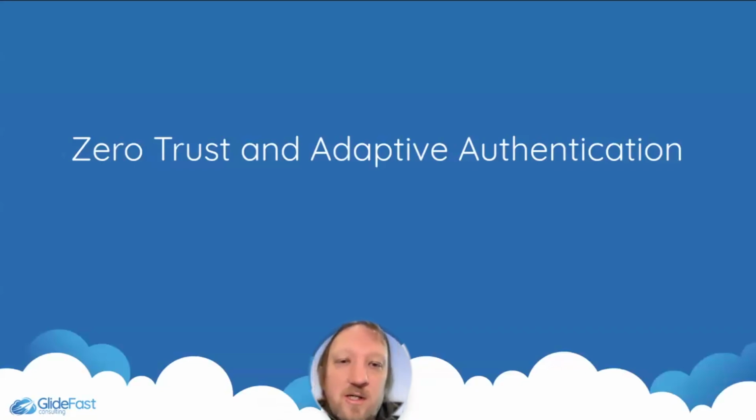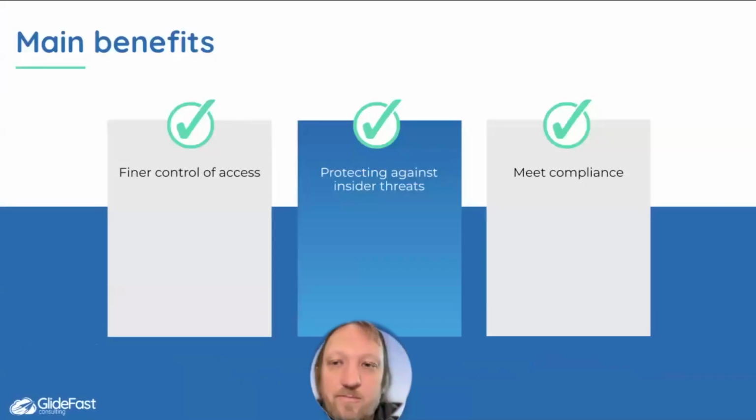So Zero Trust and adaptive authentication. The main benefits of this are you're going to have a finer control of access. And what that means is, as opposed to just someone logs in, you actually get more control over where they are located, what's their IP address, what's their role. So there are pre and post activities that can take place, and even while you're already in the instance working, there's some other things that can be triggered.